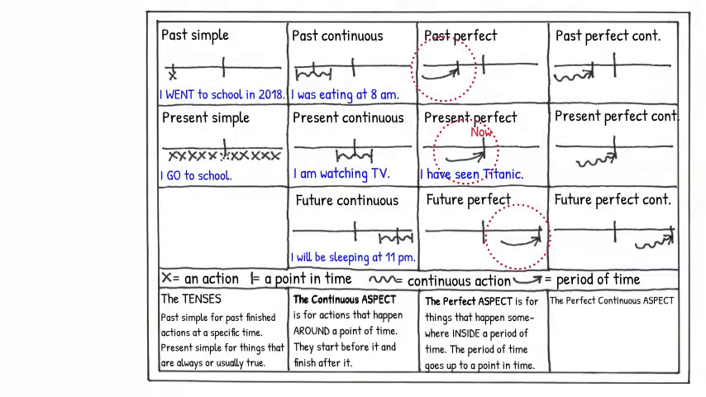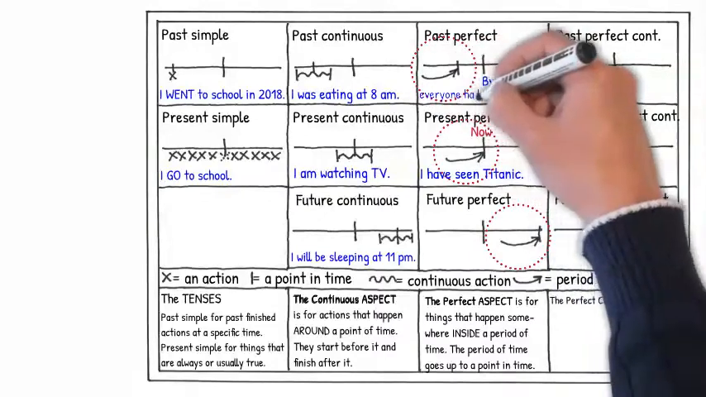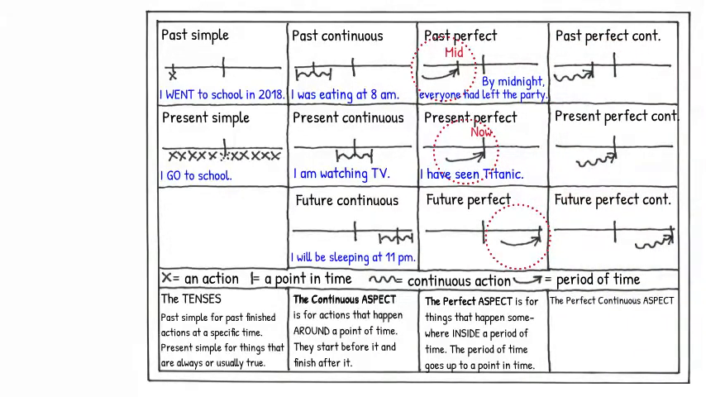If we look at the past perfect, it's similar. By midnight, everyone had left the party. Midnight is that point in time in the past. Sometime before midnight, everyone left the party, but we don't know when. Maybe it was an hour before midnight or a minute before.